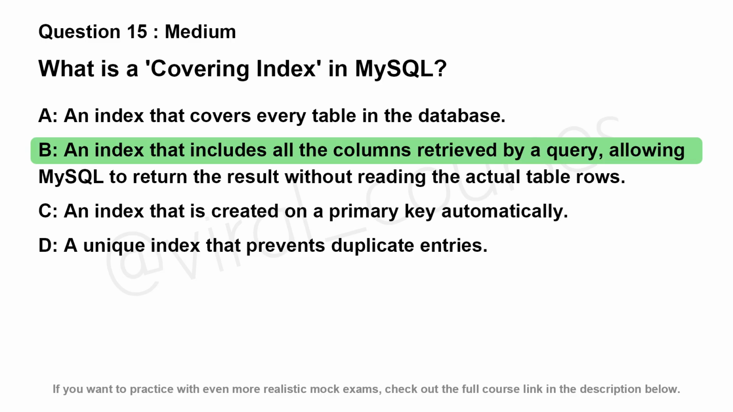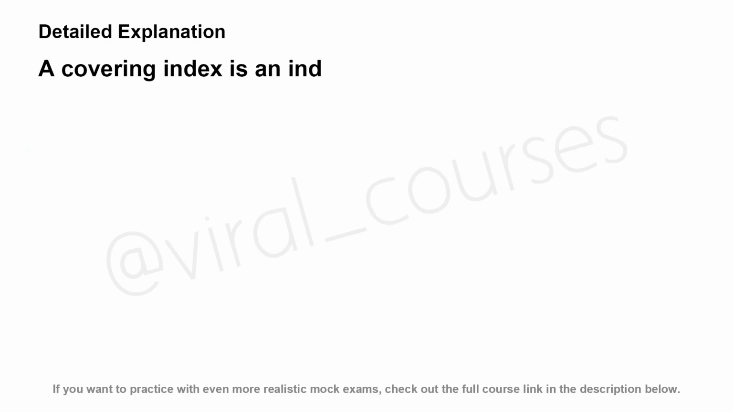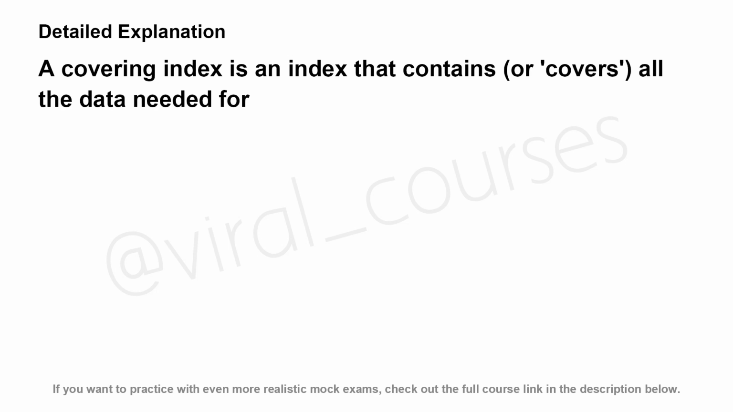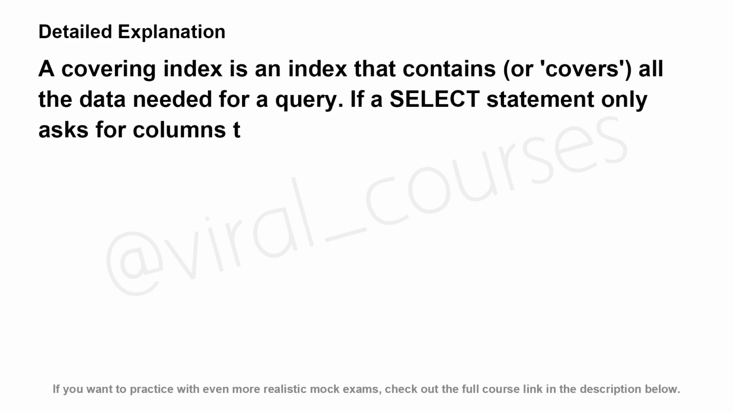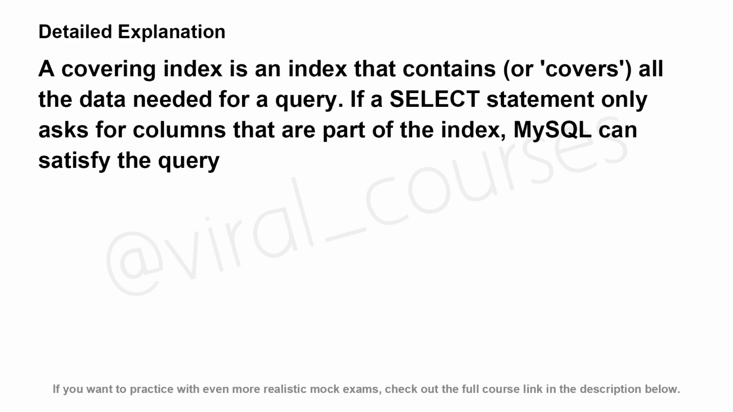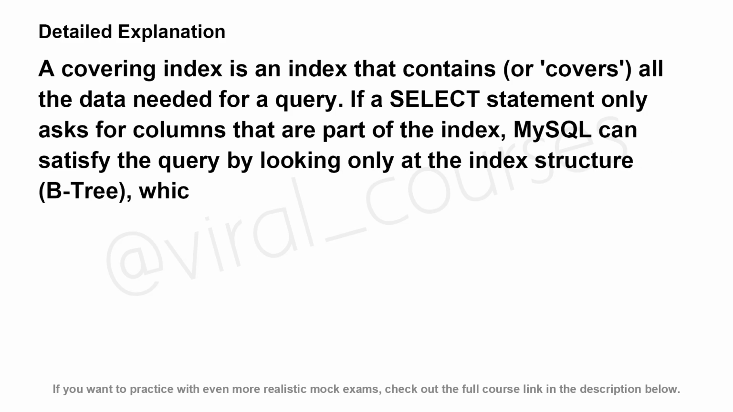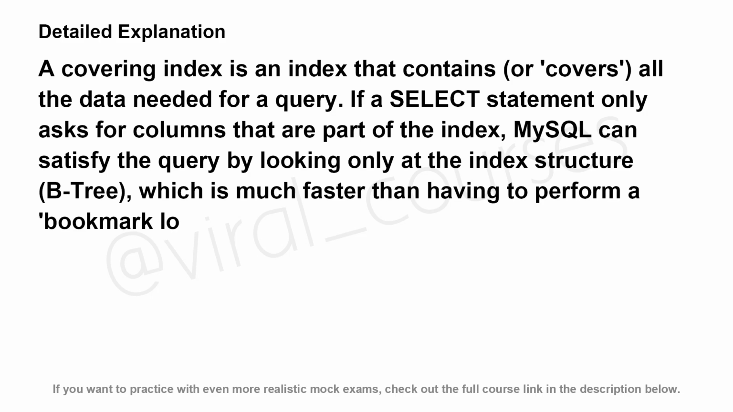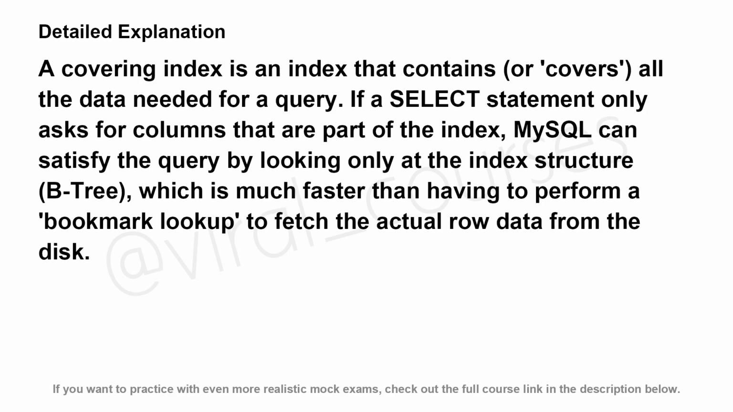The correct answer is B. A covering index is an index that contains, or covers, all the data needed for a query. If a select statement only asks for columns that are part of the index, MySQL can satisfy the query by looking only at the index structure, the B-tree, which is much faster than having to perform a bookmark lookup to fetch the actual row data from the disk.